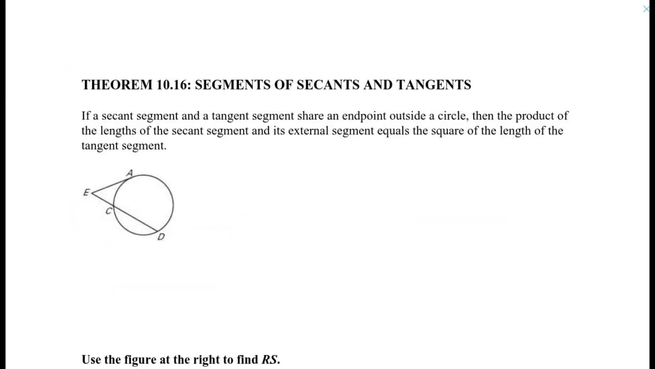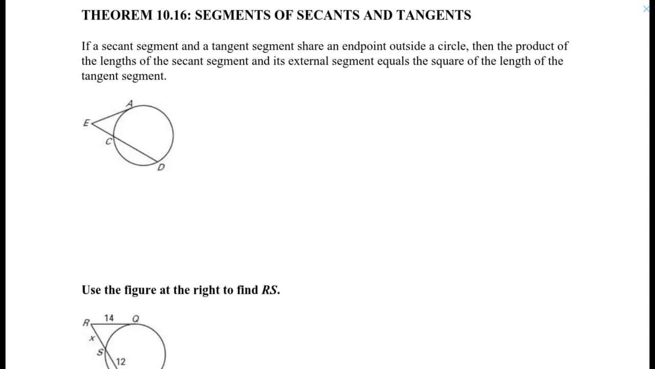Moving on to the next page. Segments of secants and tangents. So if a secant segment and a tangent segment share a common endpoint outside the circle, then the product of the lengths of the secant segment and its external segment, which is what we just looked at in that previous theorem, equals the square of the length of the tangent segment. And if you think about it, it kind of makes sense because with this, since it's just touching the exterior, it's not split into two parts.